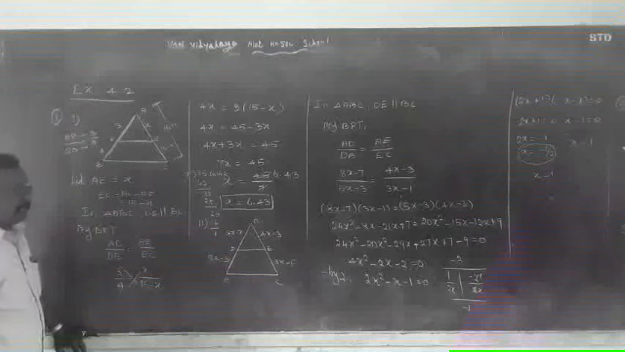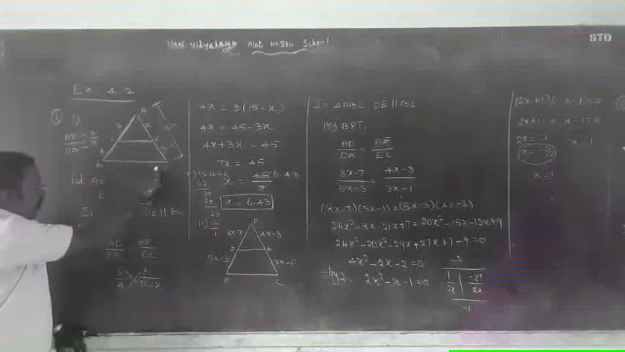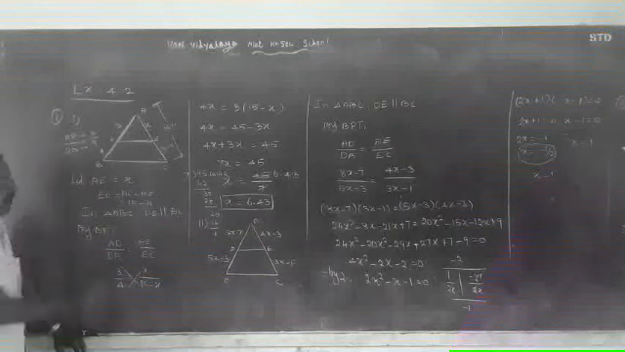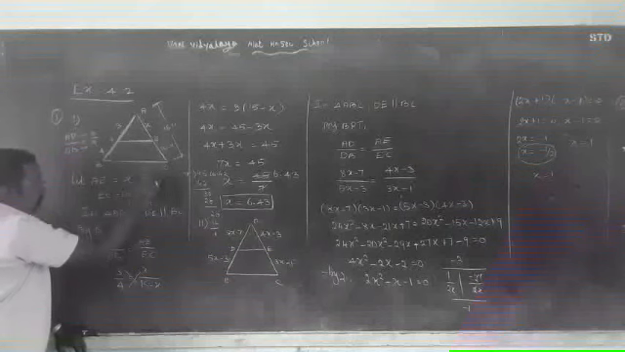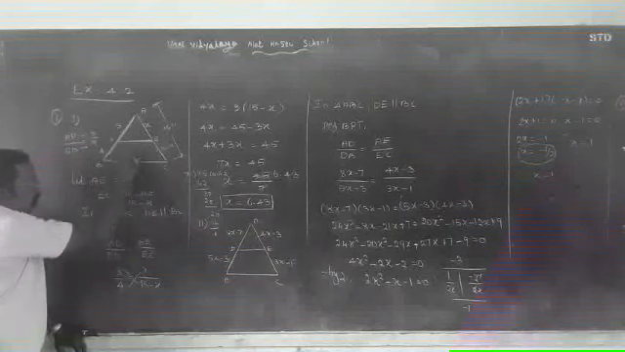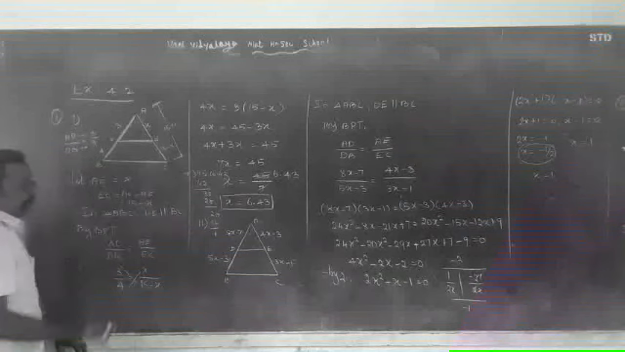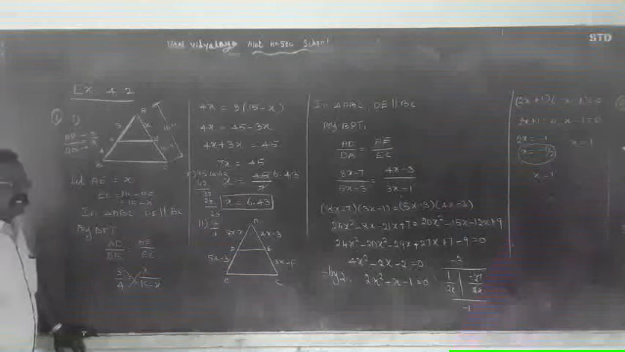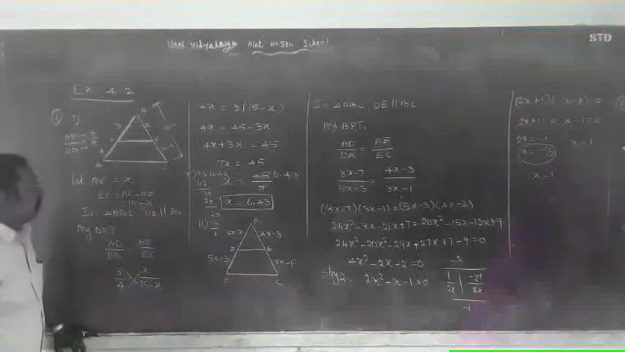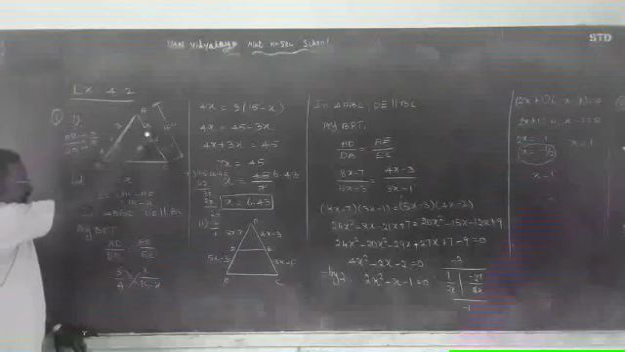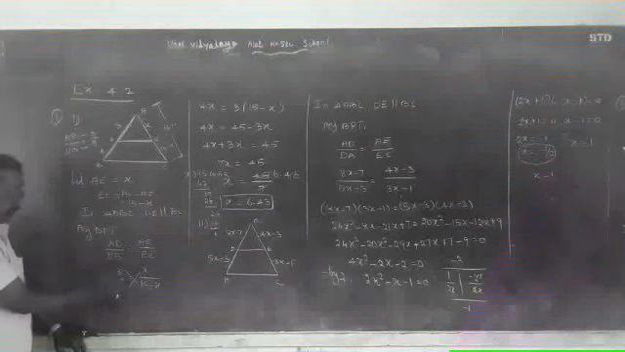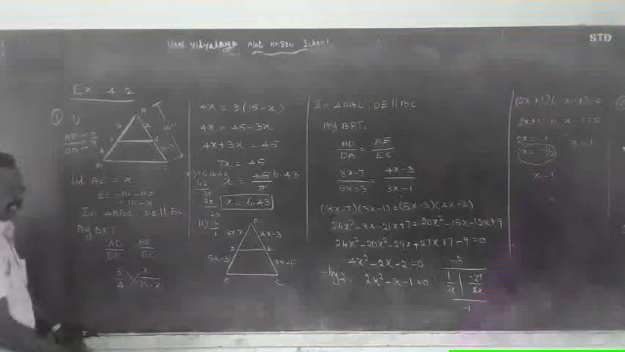In a triangle ABC, DE is parallel to BC. By the basic proportionality theorem, we must use the basic proportionality theorem here because DE is parallel to BC. What the basic proportionality theorem says is AD divided by DB equals AE divided by EC. So AD 3, DB 4 equals AE x, EC 15 minus x.